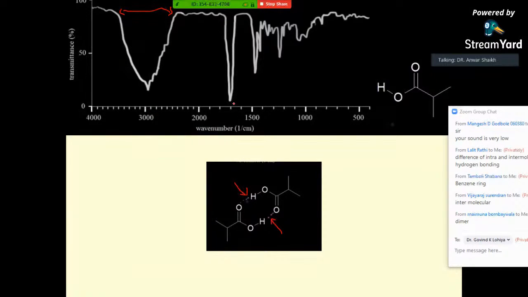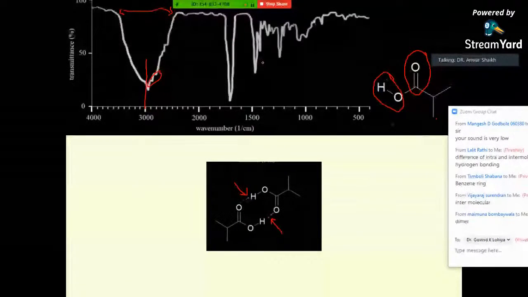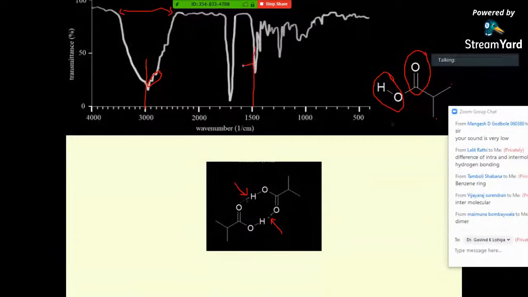Along with that you will be getting the very specific peak of this C double bond O, as I told you in the fourth region, the C double bond O region. If you draw a line at, say for example, 3000, you will get shoulder peaks, maybe due to CH3 stretching and the carboxylic OH. And another line, if you draw at 1500 just at the extreme right, you will be getting a sharp peak. This is the identification of the carbonyl group.